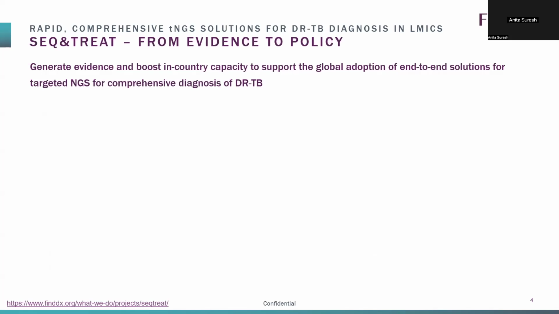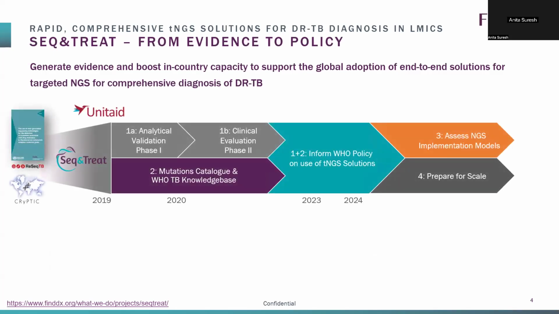The goal of this Seek and Treat project, as you can see from the name, was really to sequence and to be able to get the answers for treatment. The idea was to generate the evidence and catalyze some in-country capacity to support the global adoption of end-to-end solutions for targeted sequencing for comprehensive diagnosis of DRTB. This consists of four different outputs or parts.